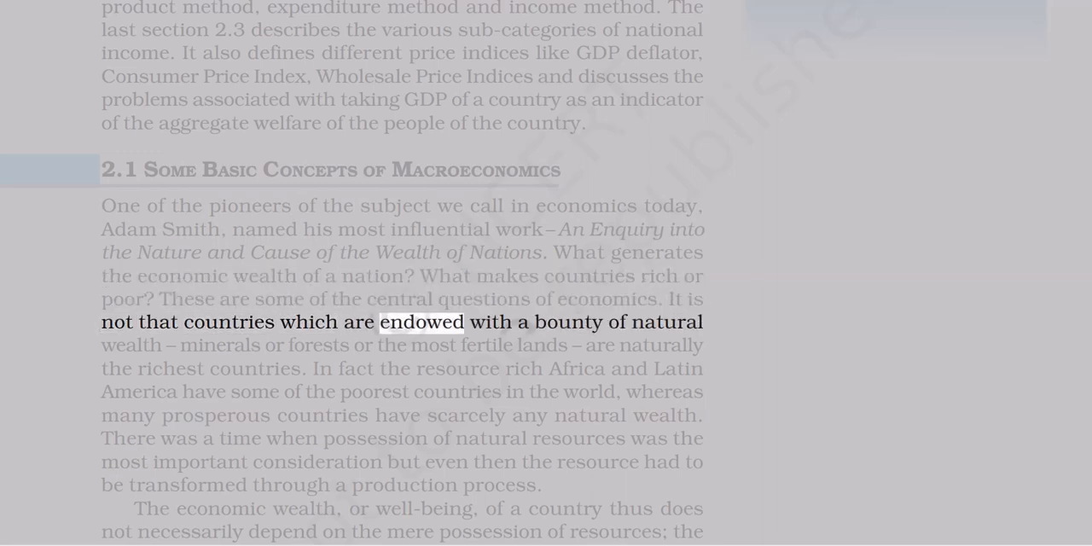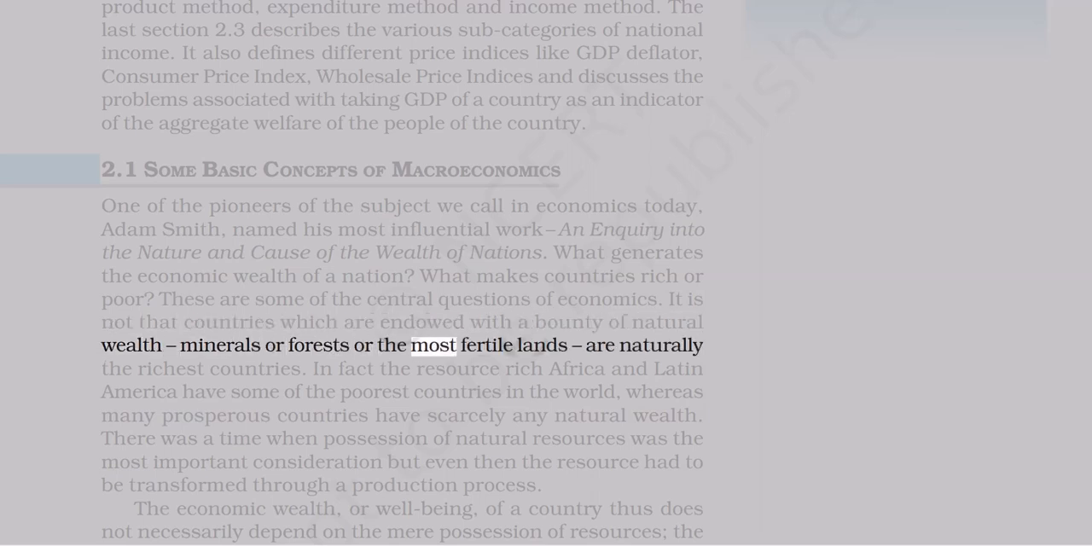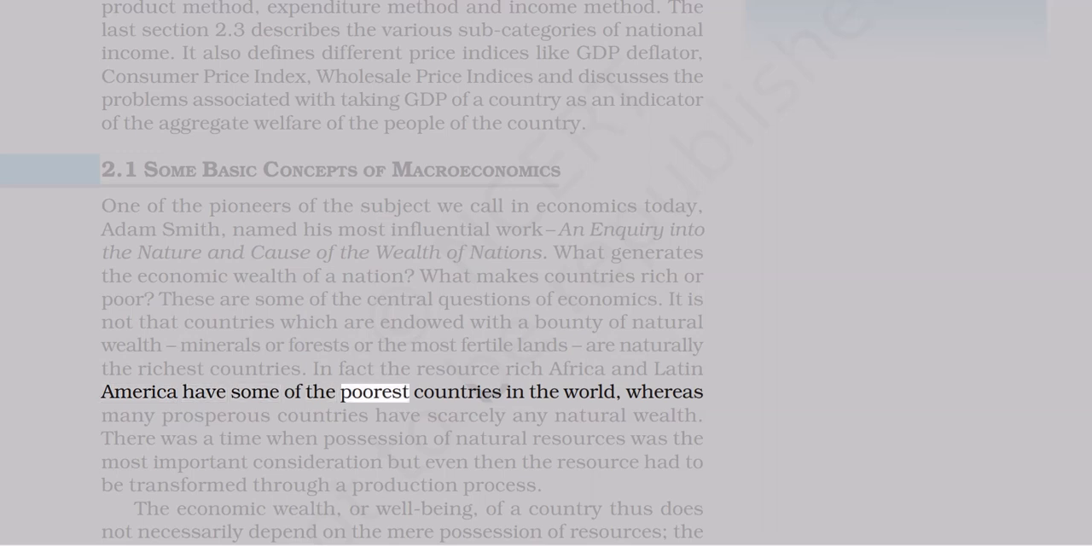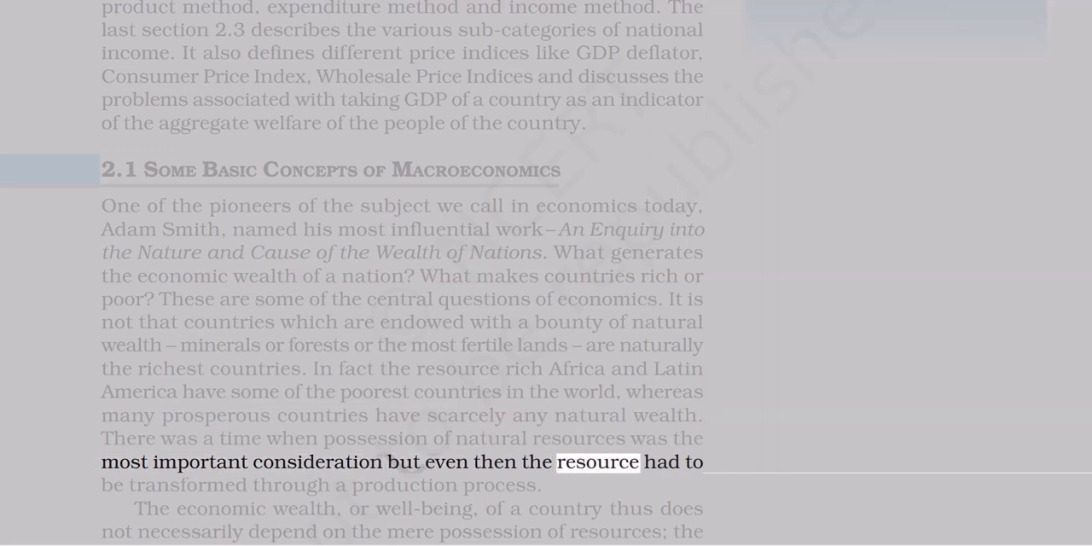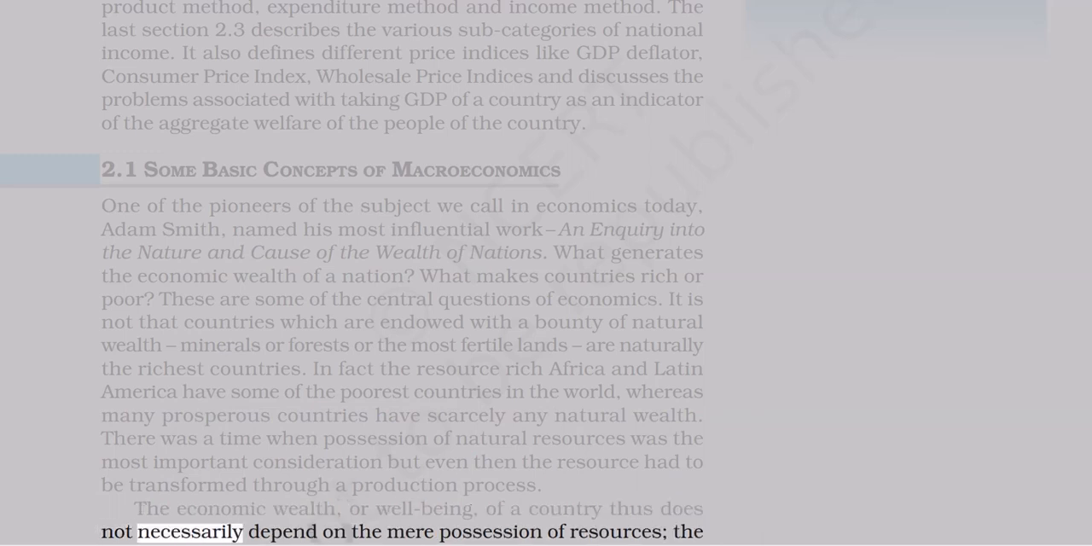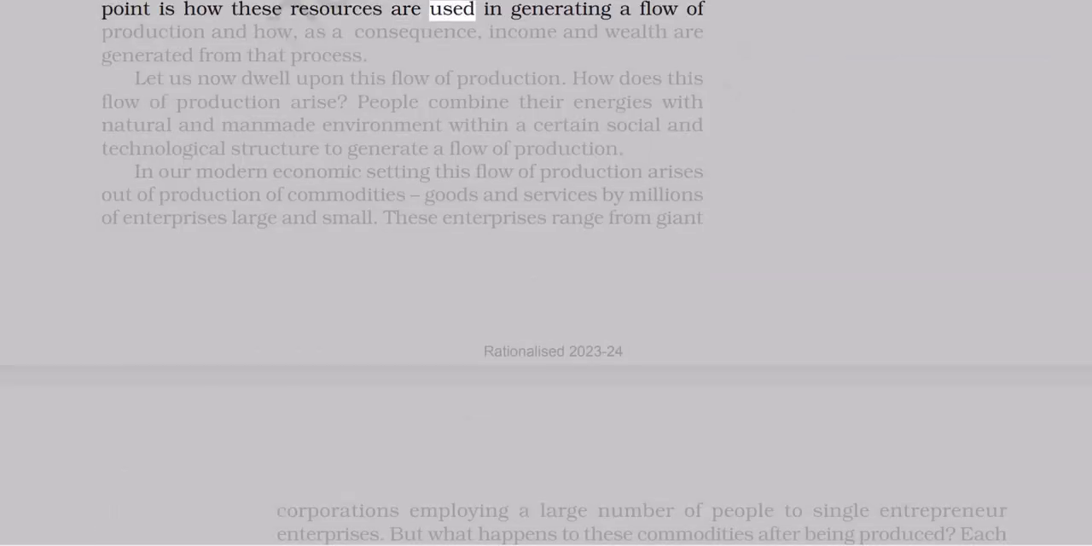It is not that countries which are endowed with a bounty of natural wealth, minerals, or forests, or the most fertile lands, are naturally the richest countries. In fact, the resource-rich Africa and Latin America have some of the poorest countries in the world, whereas many prosperous countries have scarcely any natural wealth. There was a time when possession of natural resources was the most important consideration, but even then the resource had to be transformed through a production process. The economic wealth, or well-being, of a country thus does not necessarily depend on the mere possession of resources. The point is how these resources are used in generating a flow of production and how, as a consequence, income and wealth are generated from that process.